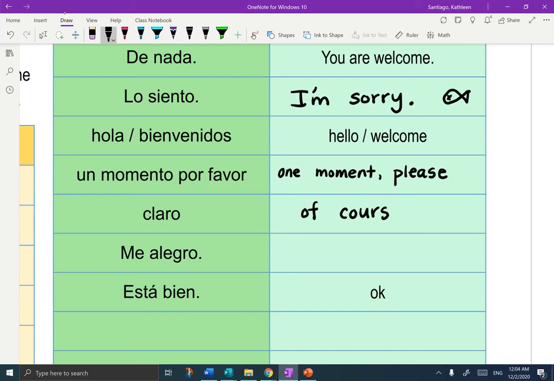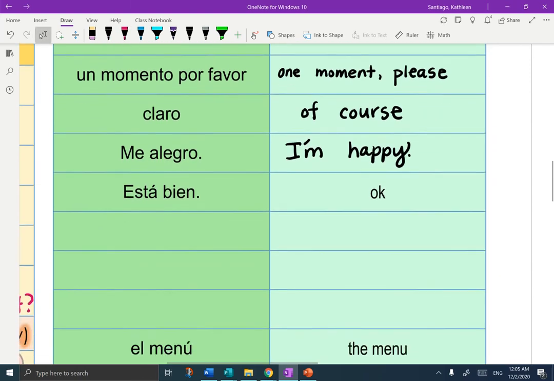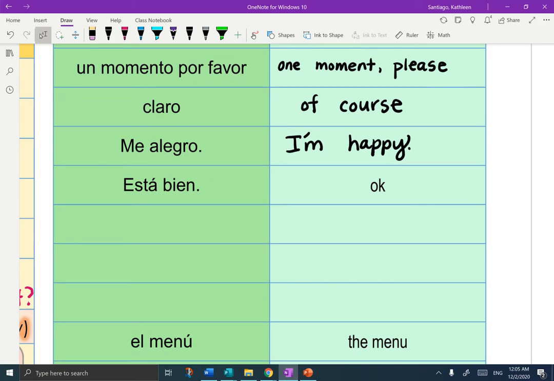If someone says claro que sí, it's of course yes. Claro que no, of course not. Me alegro. I'm happy. And when the waiter says me alegro, like I'm pleased, I'm happy. Está bien is just someone's way of saying, okay, it's all good.